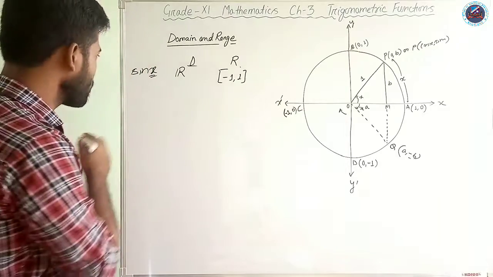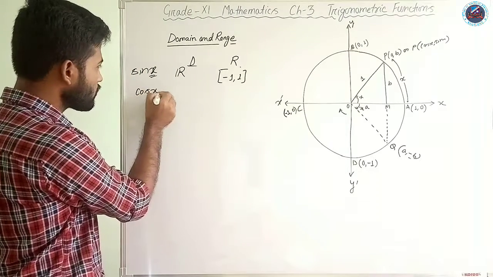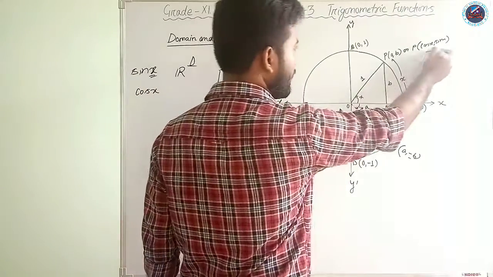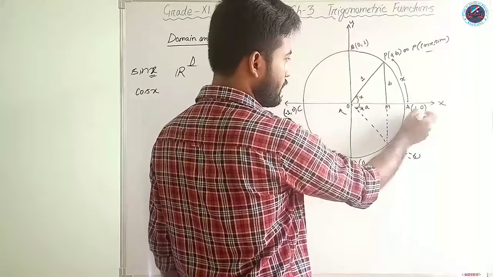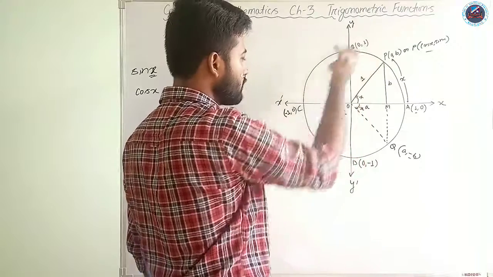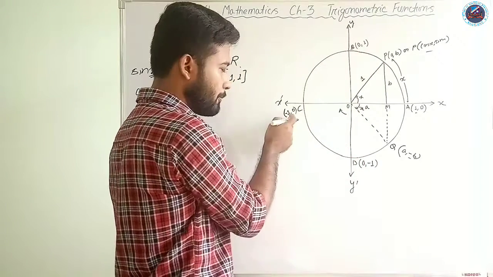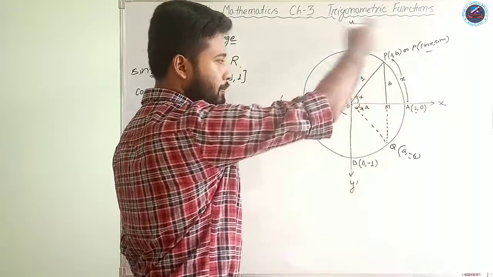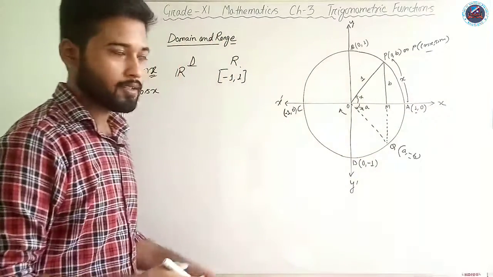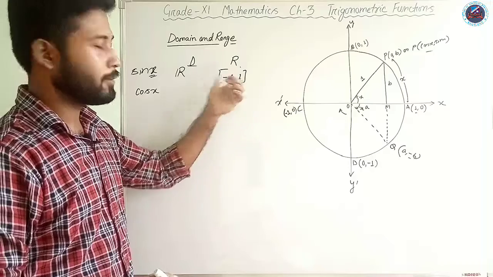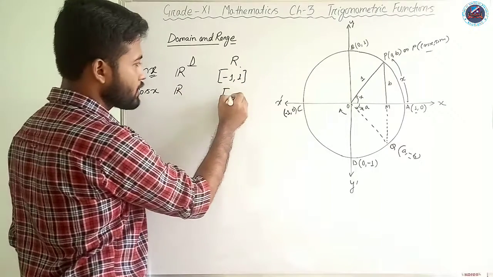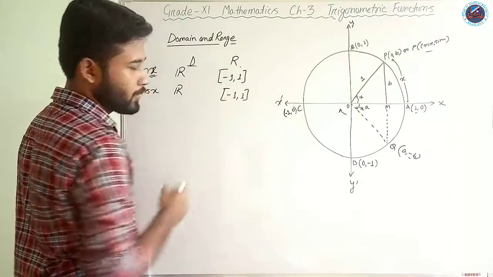So what about cos? Cos behaves similarly. For cos 0 we have 1, for cos pi by 2 we have 0, for cos pi we have minus 1, for cos 3 pi by 2 we have 0, and again 1. That means it is repeating. The maximum value we get is 1 and the minimum is minus 1. So what is the domain? It will be R, and the range will be minus 1 to 1.